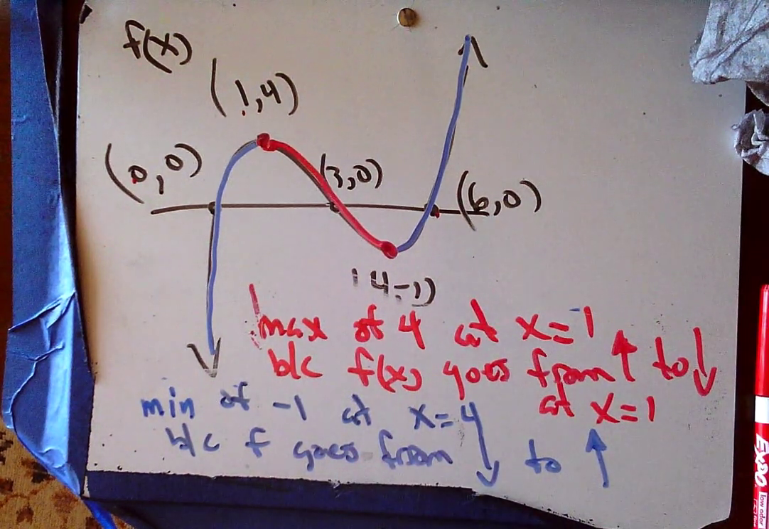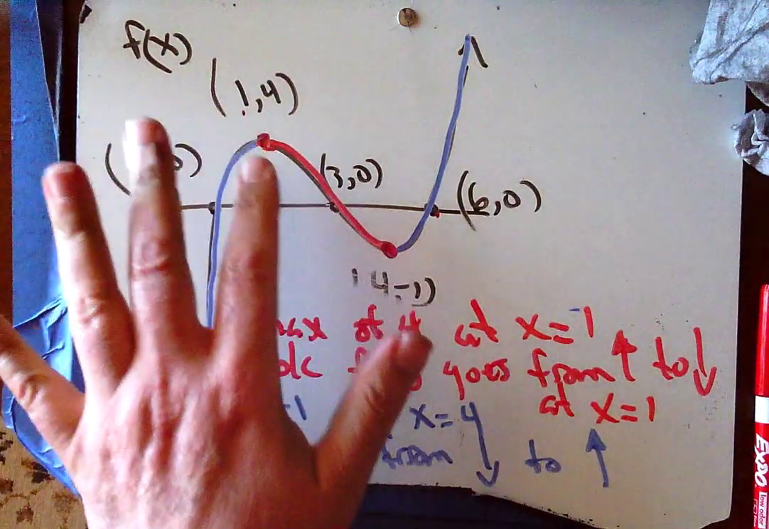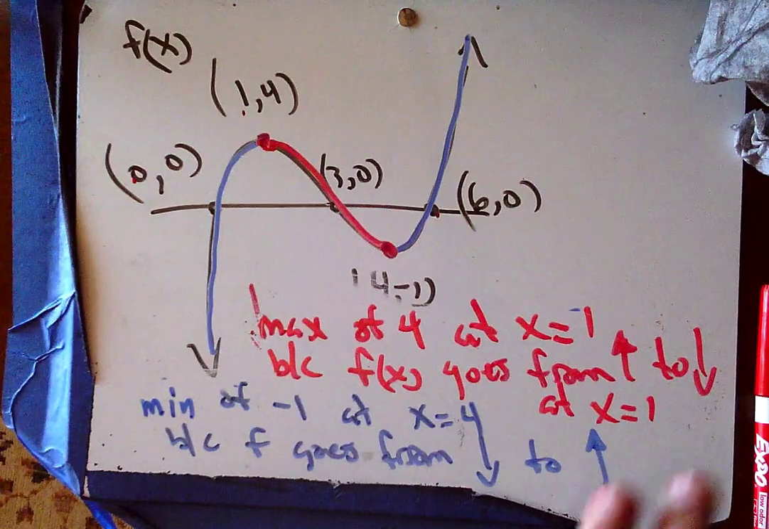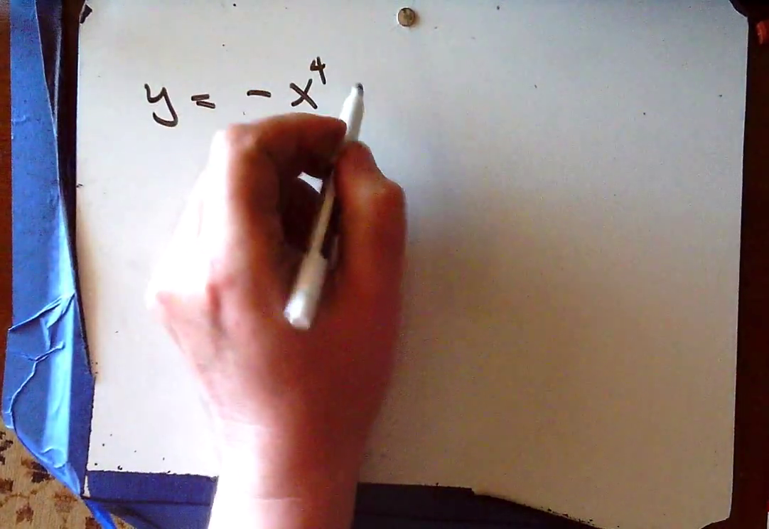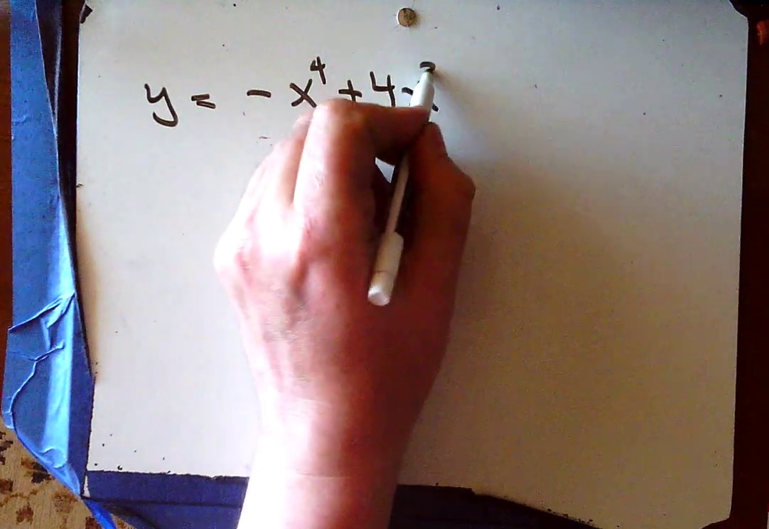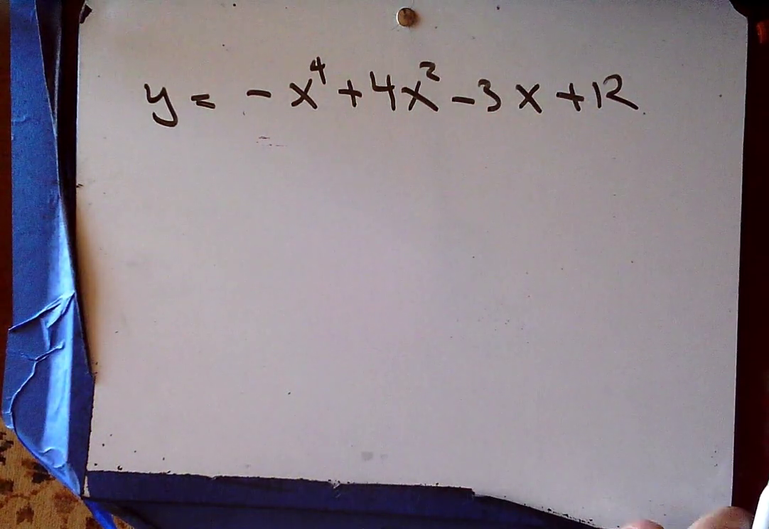Okay, I need to be able to identify maxes and mins. I need to be able to talk about increasing and decreasing correctly using interval notation. I'd like to have the same 4 questions answered, increasing, decreasing, maxes, and mins, for this function. y equals -x to the 4th plus 4x squared minus 3x plus 12.